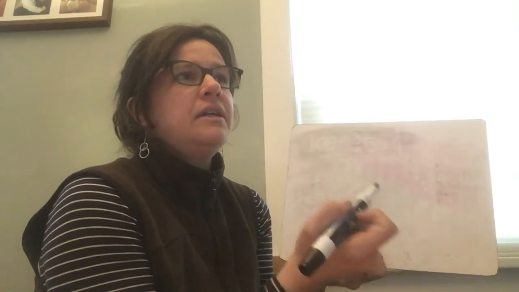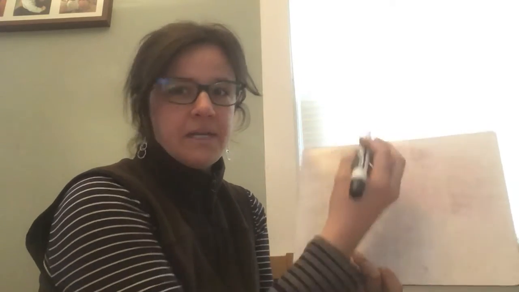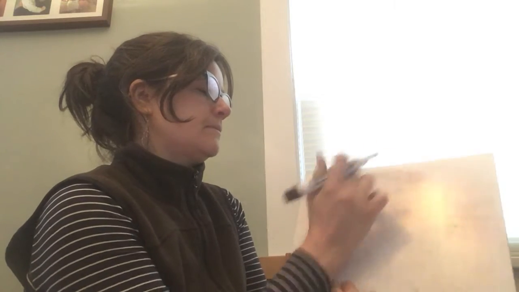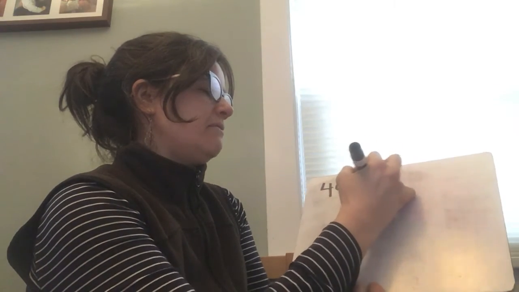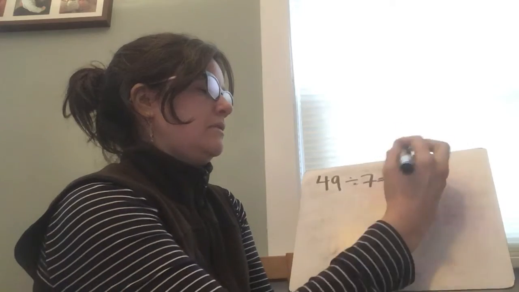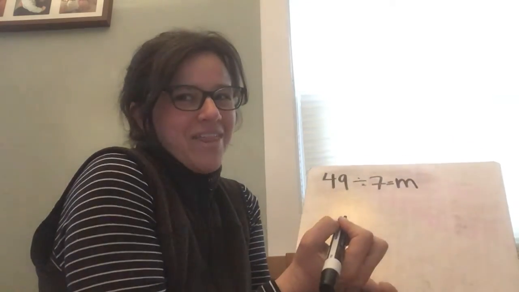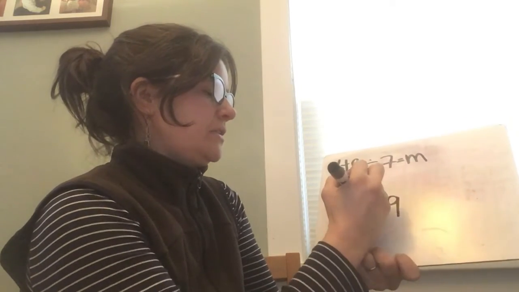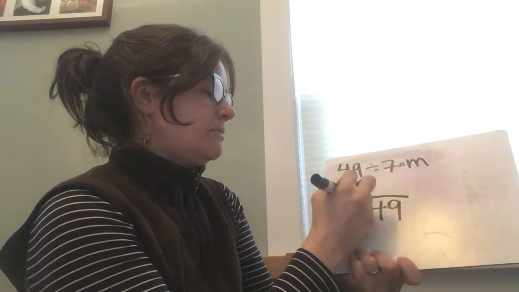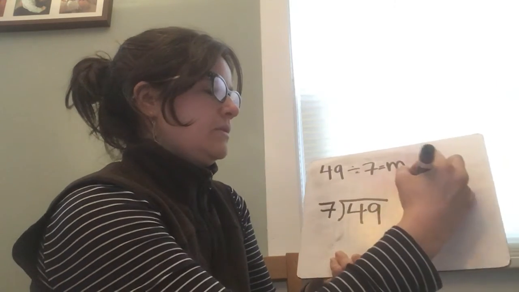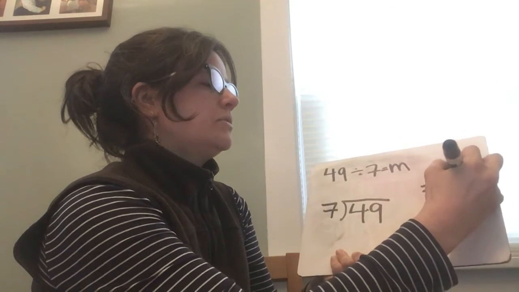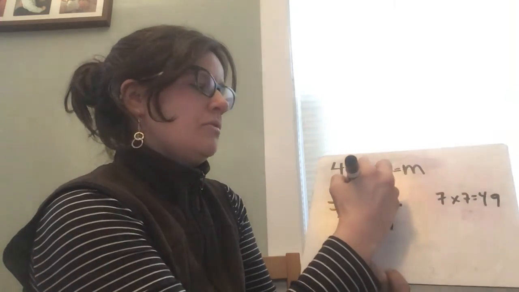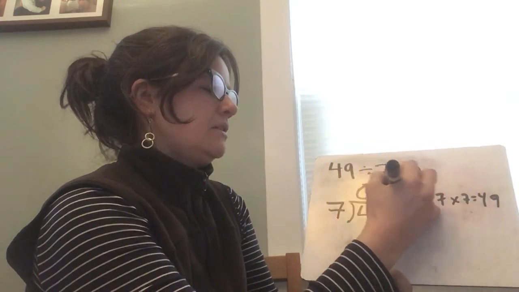Ooh, let's do one from one of our rhymes. So we know that 7 times 7 made with lines, bend them up and down to make 49. So let's do 49 divided by 7 equals an M for Miss Roth. Hi, Miss Roth. So we'll set it up. 49 goes inside the house. 7 comes knocking on the door. Since we know that 7 times 7 equals 49, 7 is our answer. Don't put it in the tens place. That 7 goes in the ones place.